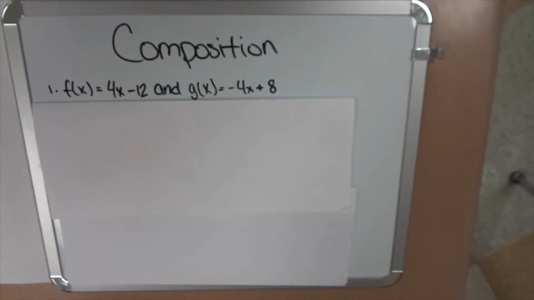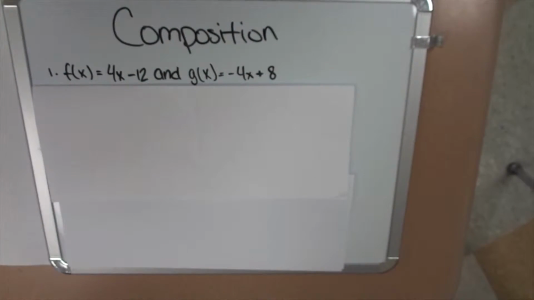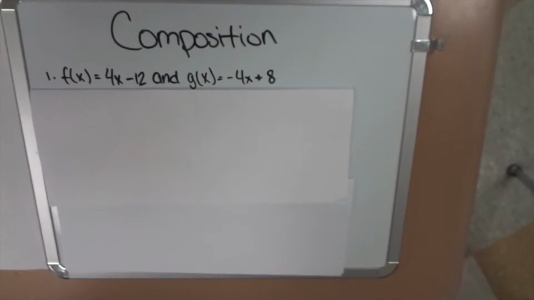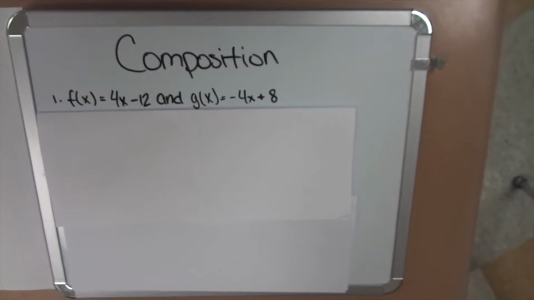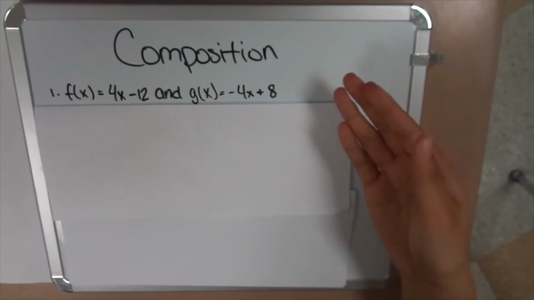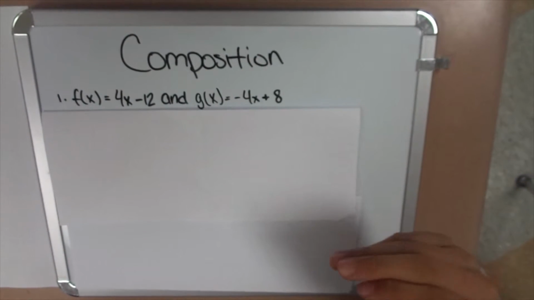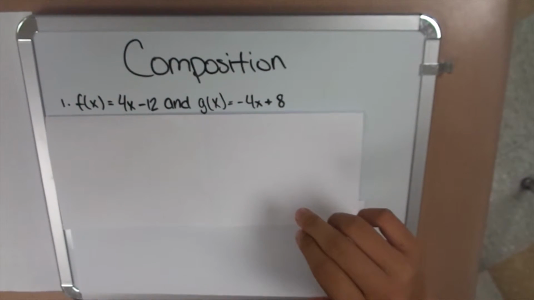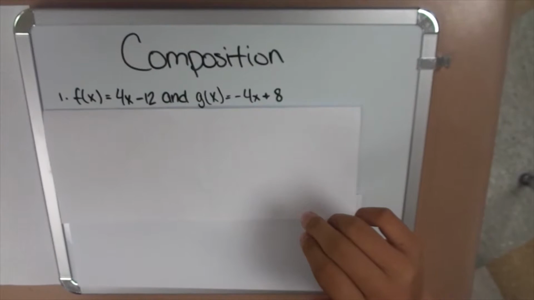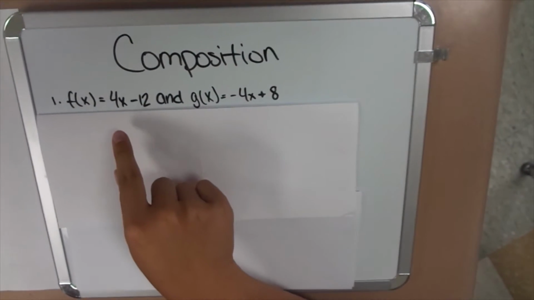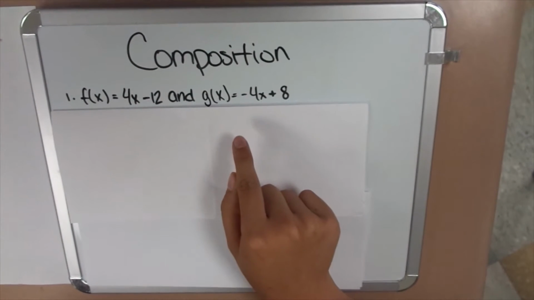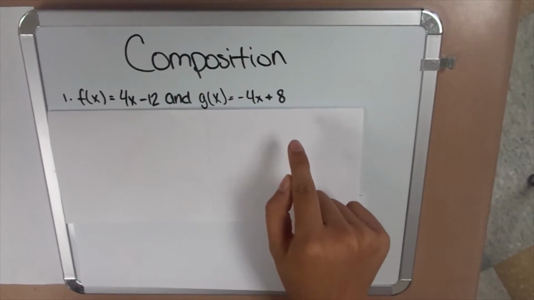Okay, so now that you have learned what inverses are and their characteristics, we're going to show you how to tell if two functions are inverses. In this case, we'll be using composition to find out if the two functions below are inverses. The two functions that we have here are f of x equals 4x minus 12 and g of x equals negative 4x plus 8.